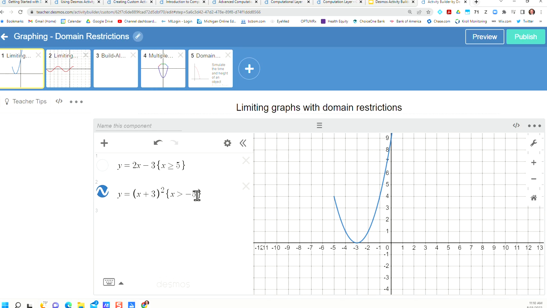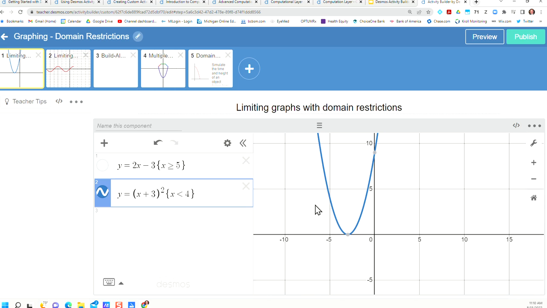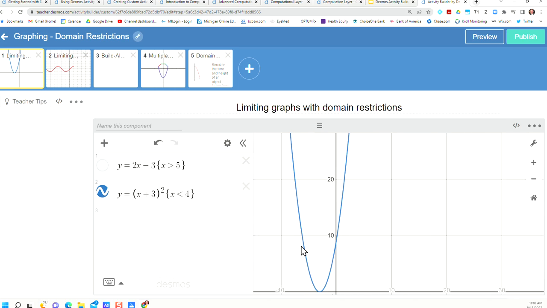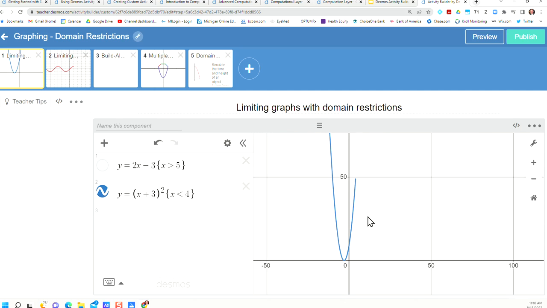And again, I can change. I can make it x less than a number. And here we're graphing where x values are less than 4. Now I have to zoom out a bit, quite a bit, so that we can see where this stops at an x value of 4. And that's going to be undefined at that point. So all the other points on this parabola less than 4 are being graphed.